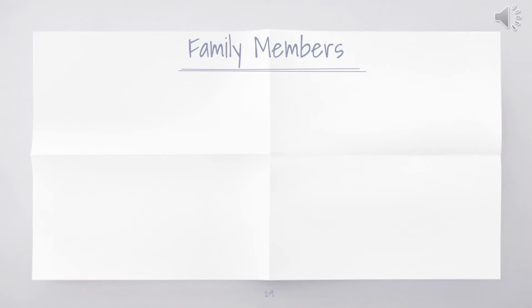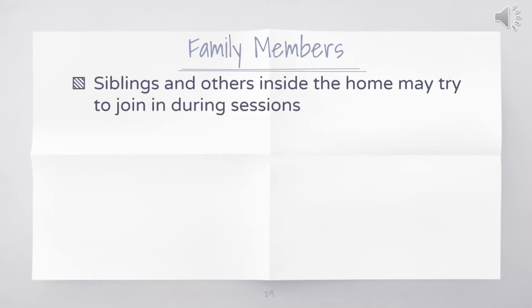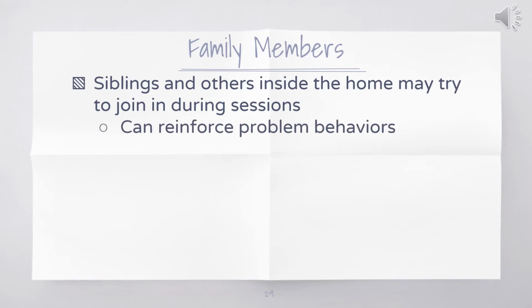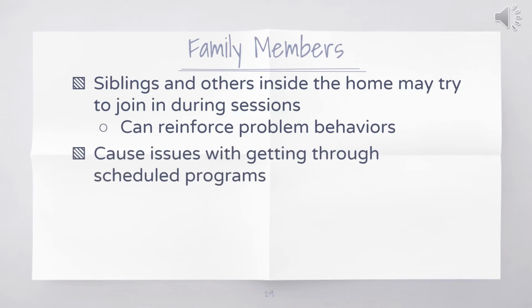The next variable we will discuss is family members. Siblings and others inside the home may try to join in during sessions. Without explicit training in ABA, family members often may reinforce problem behaviors. If a sibling is also really interested in the therapy that you are doing, it can cause issues with getting through scheduled programs. The dynamic of a family is also important as well.